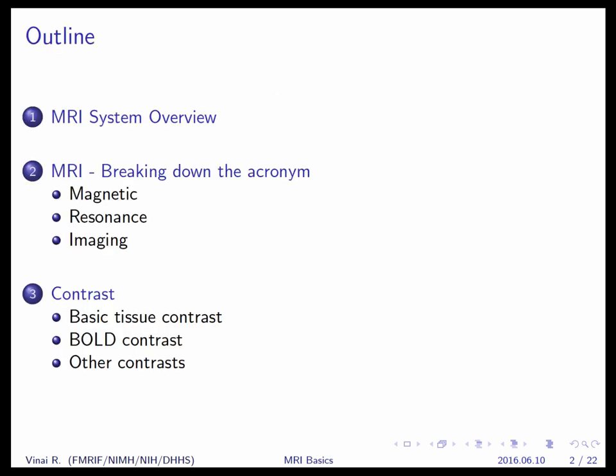Okay. So this is the breakdown of the talk. I'll just talk for a few minutes about what an MR system is made of, the various pieces, and then we'll get really into what the acronym means and how they come together. And then at the very end, I'll talk a little bit about what makes the images we collect look the way they do, how the properties of the tissue manifest themselves in the images that we collect. So, all right, anybody here who has not been or seen an MR scanner?